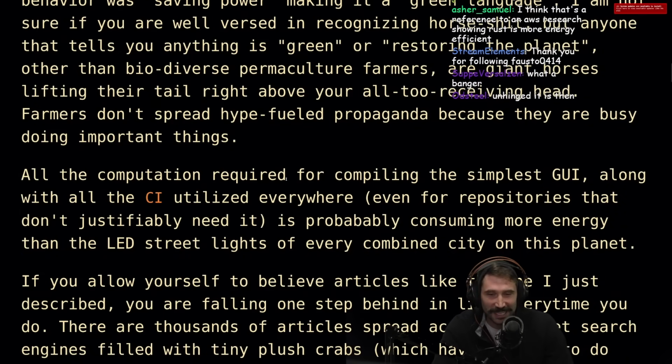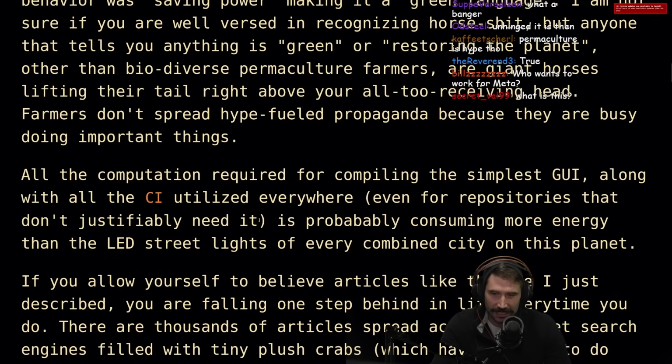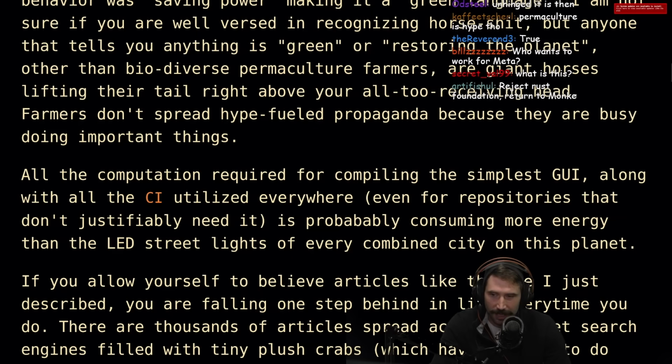All the computation required for compiling the simplest GUI, along with the CI utility utilized everywhere, even for the repositories that don't justifiably need it, is probably consuming more energy than the LED streetlights of every combined city on this planet.